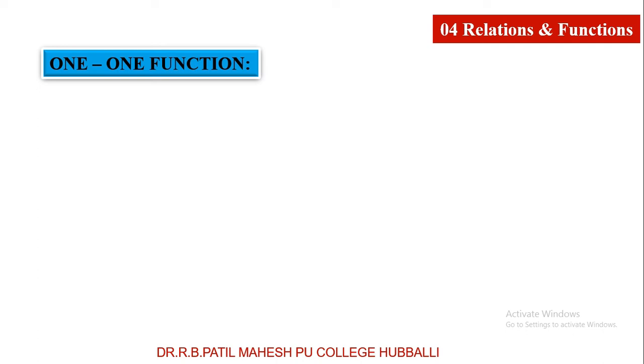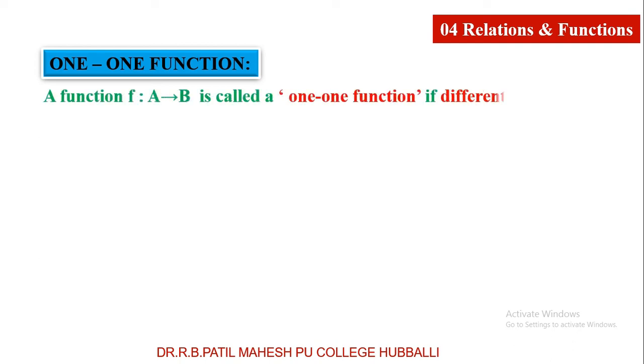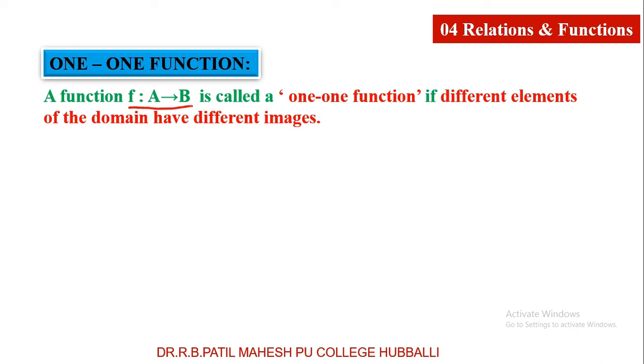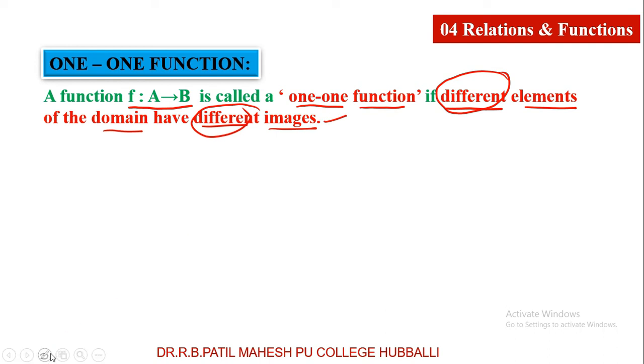What is the definition of 1-1? Dear students, the definition of a 1-1 function: F from A to B is a function, and you call it a 1-1 function if different elements of the domain have different images. Different elements having different images is called a 1-1 function.